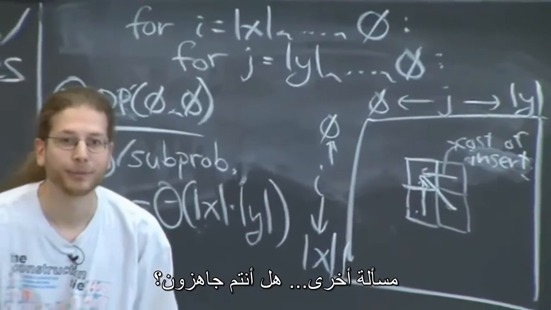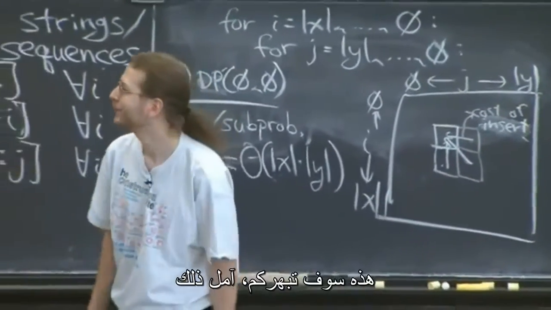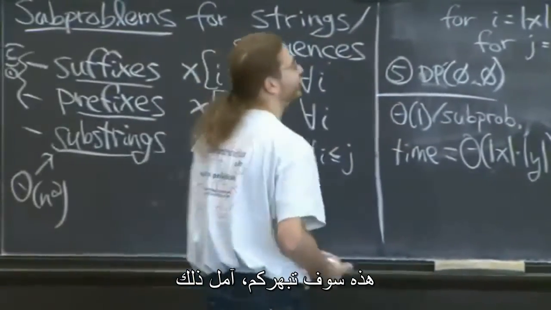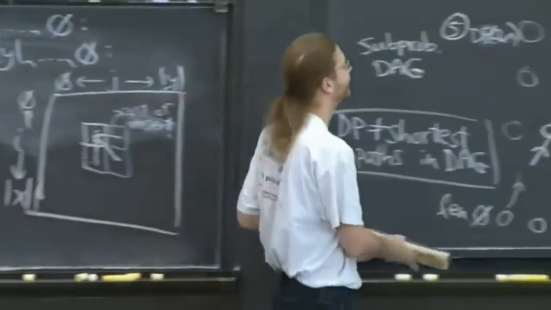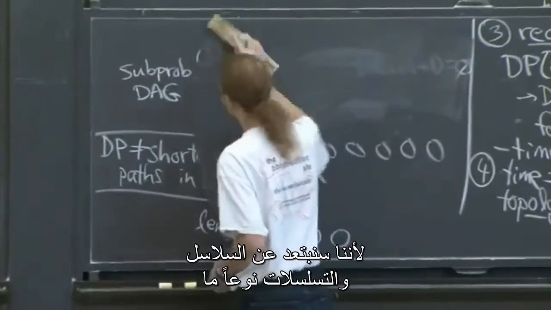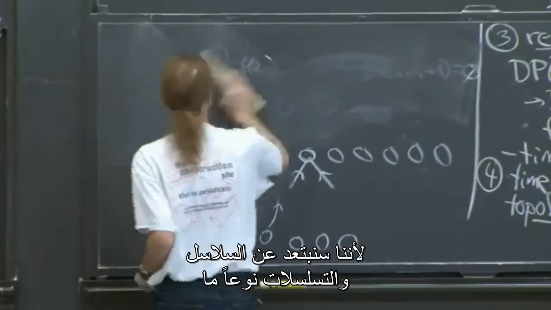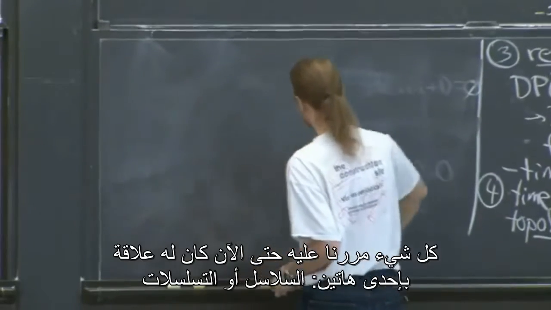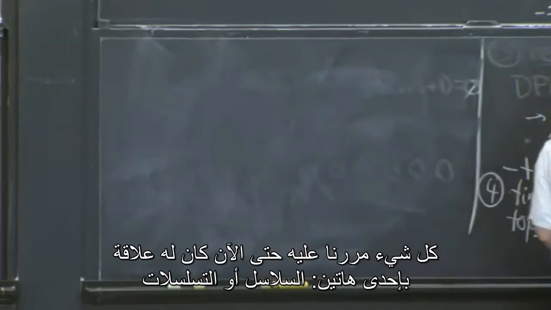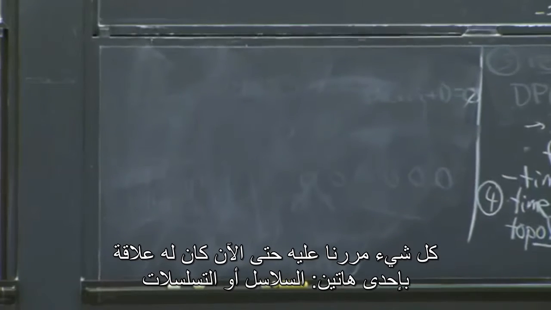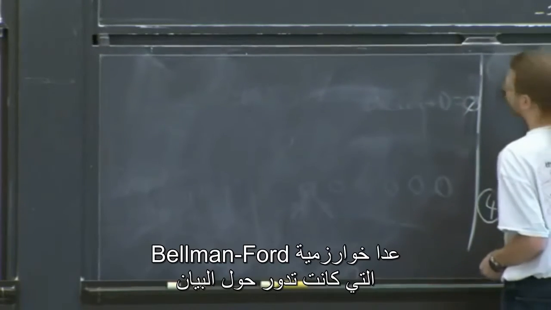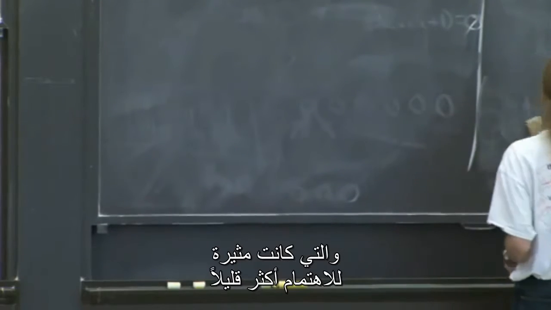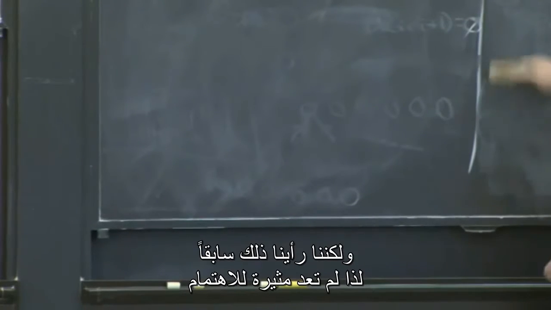One more problem. Are you ready? This one's going to blow your minds, hopefully. All right. Because we're going to diverge from strings and sequences, kind of. So far, everything we've looked at involves one or two strings or sequences, except for Bellman-Ford. That involved a graph. That was a little more exciting. But we'd already seen that, so it wasn't that exciting.